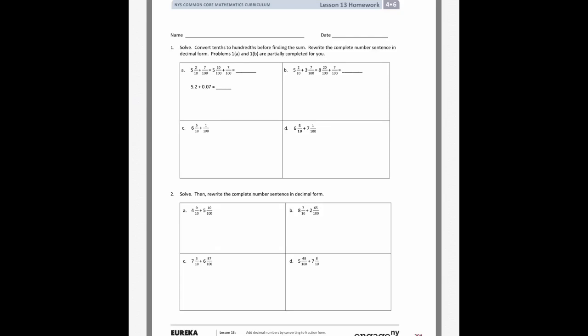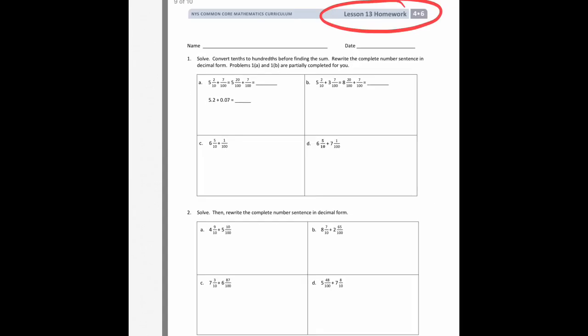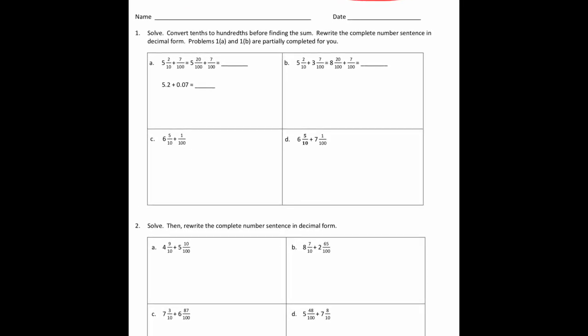Hey guys, I'm going to help you out with lesson 13's homework, and here it looks like we're going to be adding some decimal versions and fraction versions of these decimals. And so on the first one it says that we need to convert tenths to hundredths to make it easier to add. So on part A we have 5 and 2 tenths plus 7 hundredths.